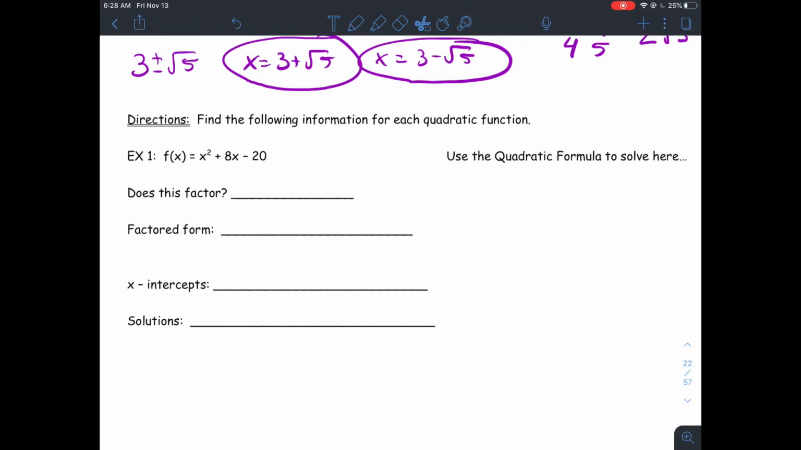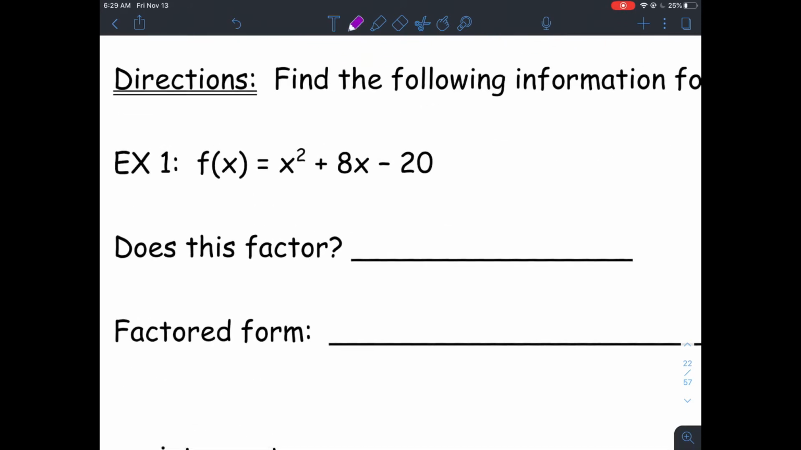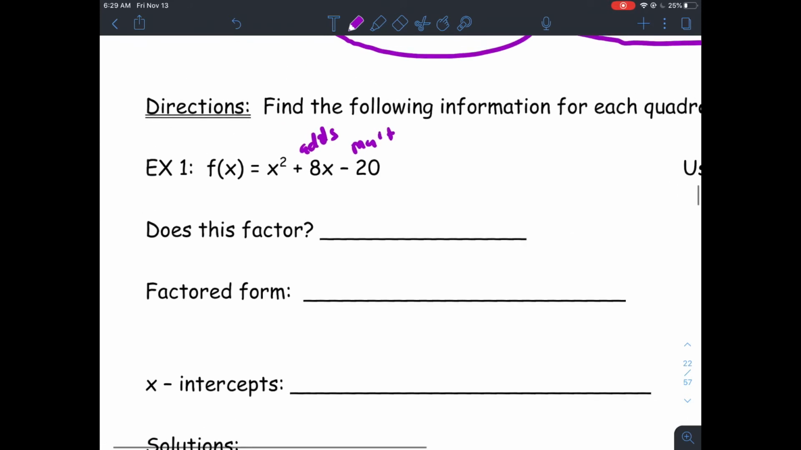All right, so let's go ahead and try the next one. It says, find the following information for each quadratic function. So first off, it says, does this factor? So let's find out, does it factor? We need to figure out what multiplies to give us negative 20 and adds to give us a positive 8. So if we got negative 20, we could do negative 1 and 20. We could do positive 1 and negative 20. Those would add to give us 19 and negative 19. So those aren't going to work because we're looking for an 8.